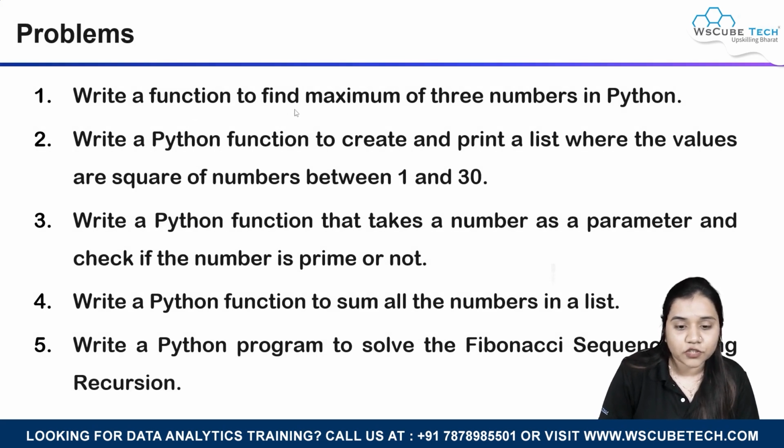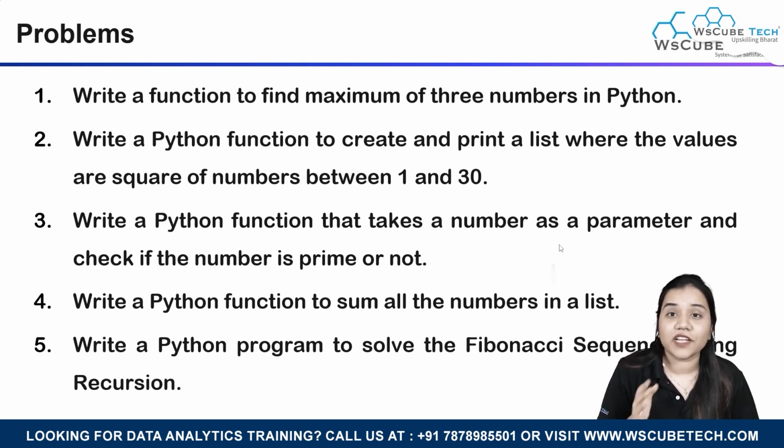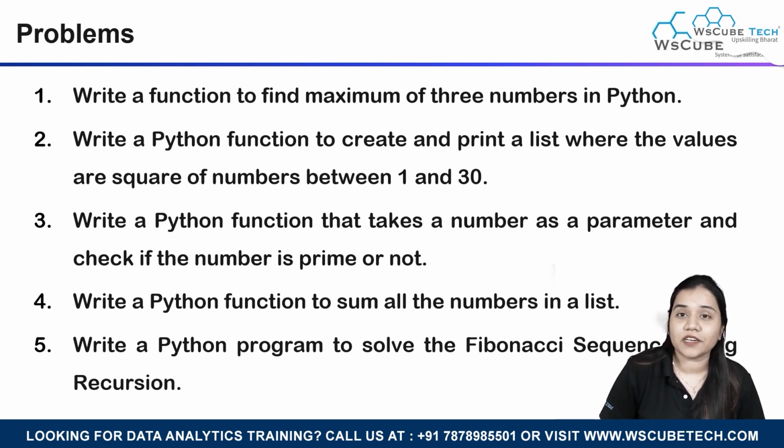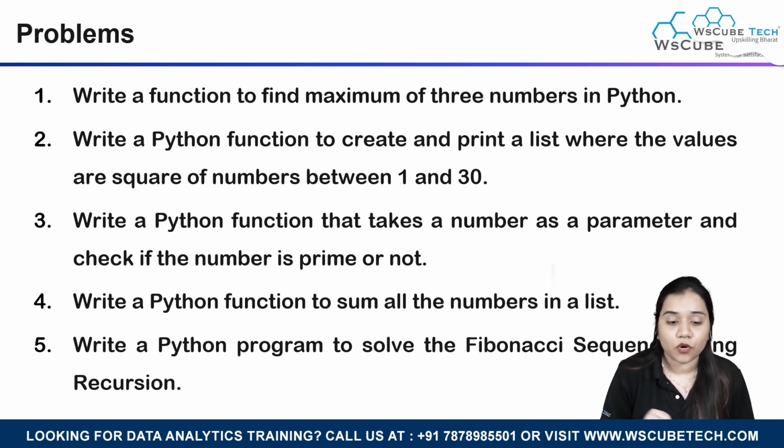The first one says: write a function to find the maximum of 3 numbers in Python. Then: write a function to create and print a list where the values are squares of numbers between 1 and 30. Then: write a Python function that takes a number as a parameter, and then we have to check if that number, that means when we pass the value to that parameter, is a prime number or not.